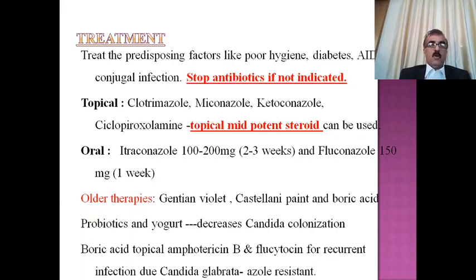So this was all about candidiasis. So thank you very much.